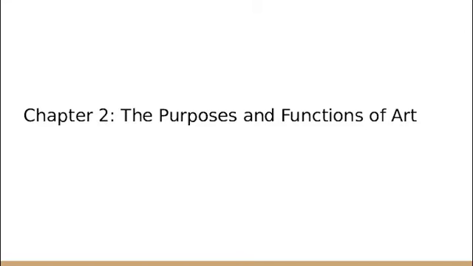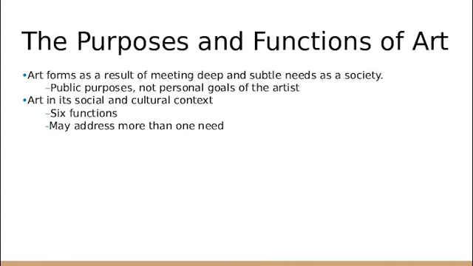So art forms as a result of meeting deep and subtle needs as a society. It's generally for public purposes, not for the personal goals of the artist, although art can be for the personal goals of the artist. People generally will disregard that, call that art therapy, but it can be. But truly great public art does come from wanting to fulfill a purpose for the public and not just for the artist themselves. Art in its social and cultural context has 6 functions, and I'm going to get into all of them. And also, they could address more than one need or function per piece.